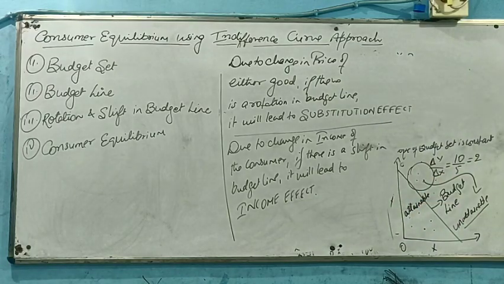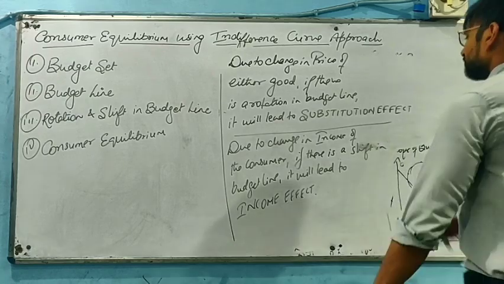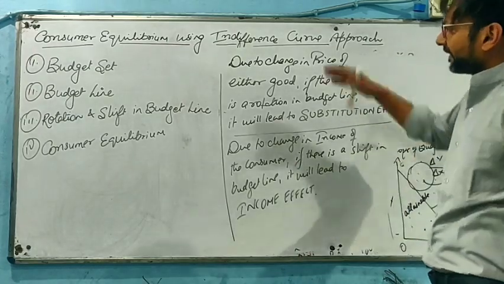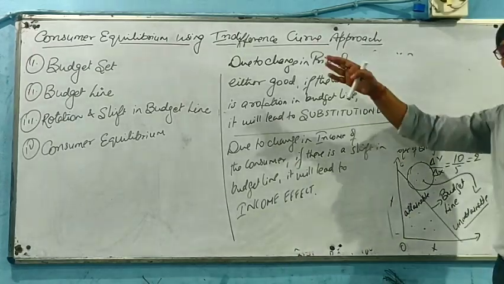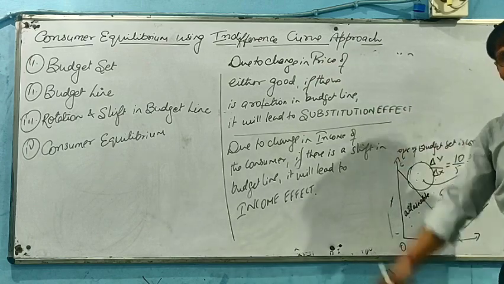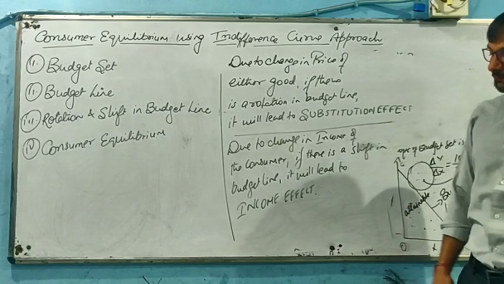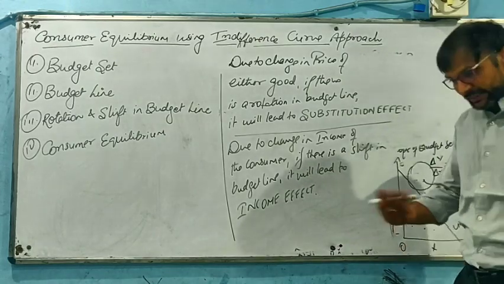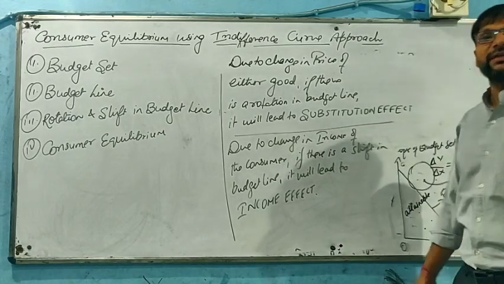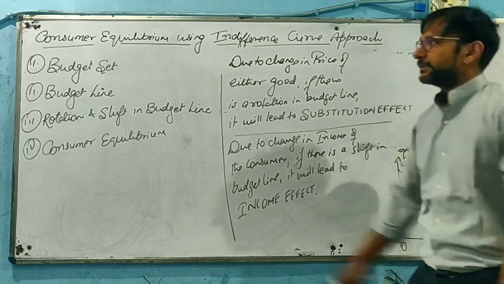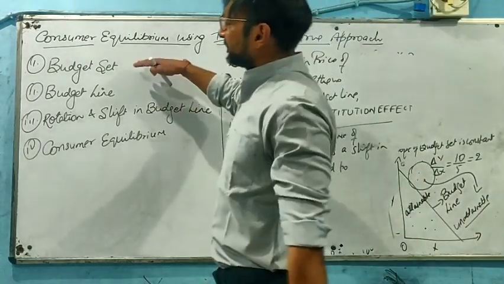So if it is asked from you, what do you mean by substitution effect? Substitution effect always takes place whenever there is an increase or decrease in the price of either good, whereas income effect takes place whenever there is an increase or decrease in the income of the consumer. Fine. So we have seen the budget set.